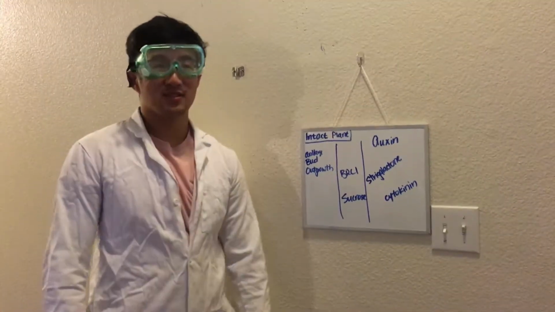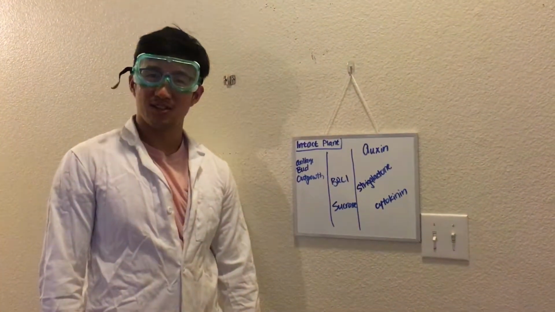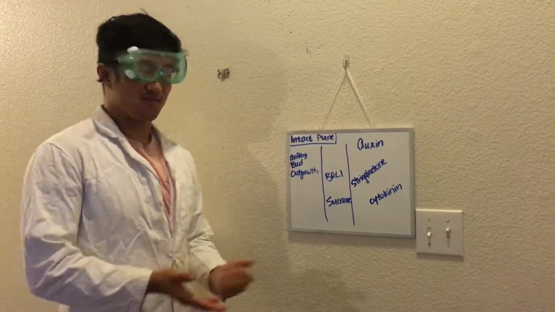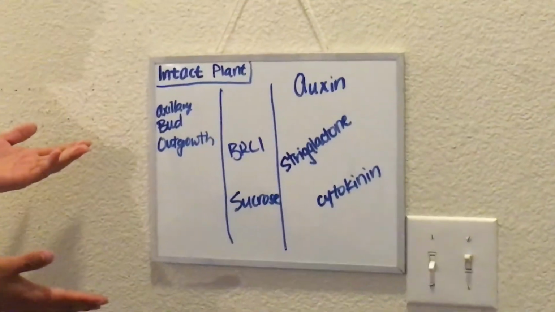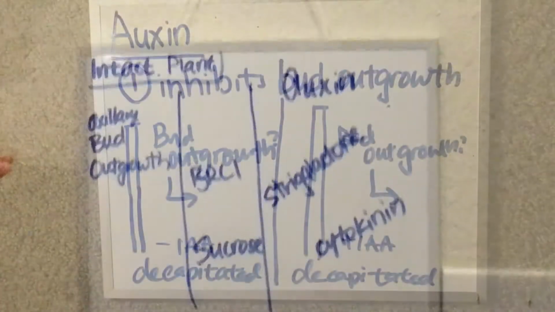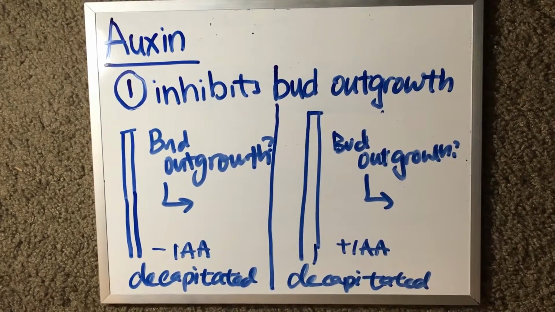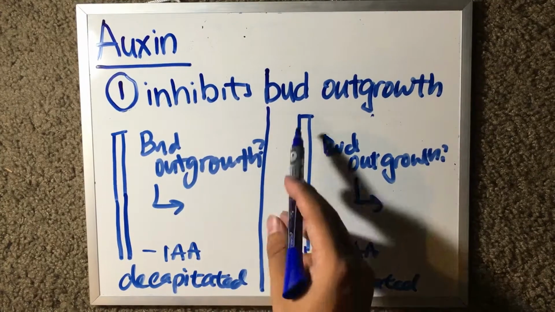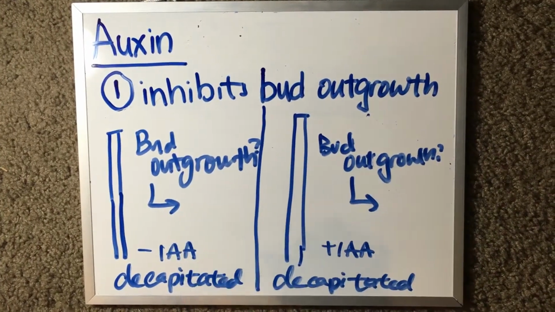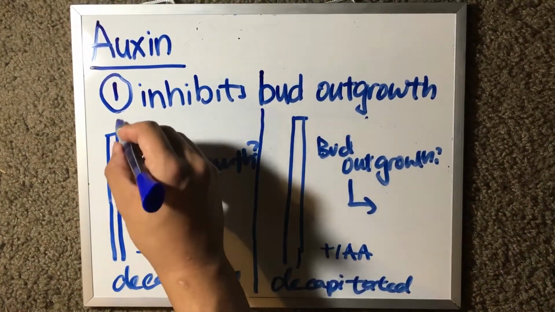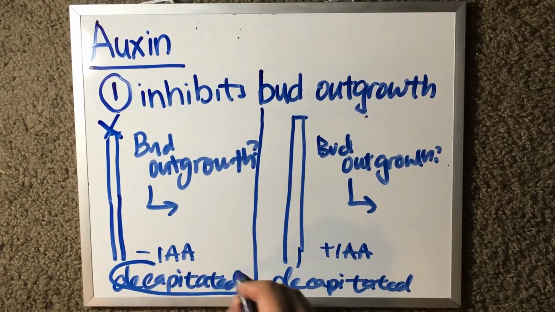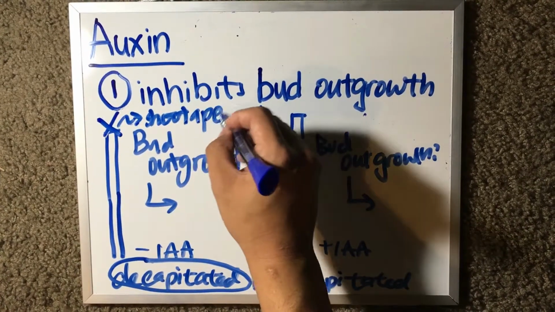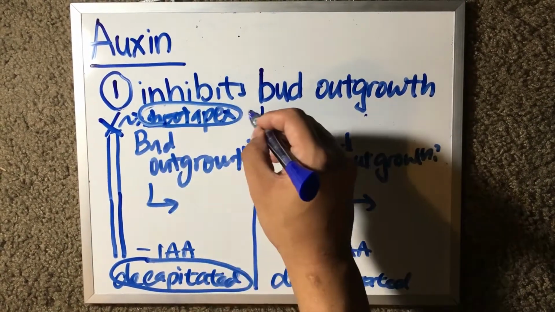Hello, welcome to episode 6, I believe, of Plant Biology. Now we're going to go right into the mechanism of how apical dominance works. So the first hormone we want to introduce to you is auxin. Auxin plays a role in apical dominance in inhibiting bud outgrowth. So our first model here in this plant, where we have decapitated the plant by removing the shoot apex, which is the main synthesis location of auxin.